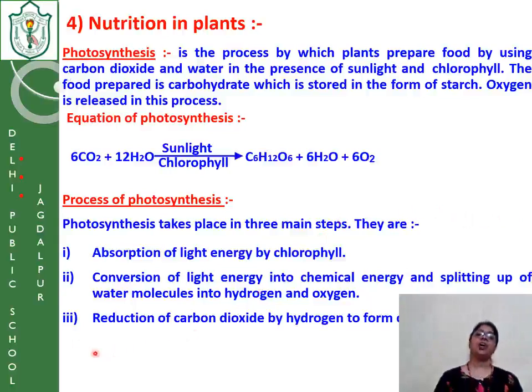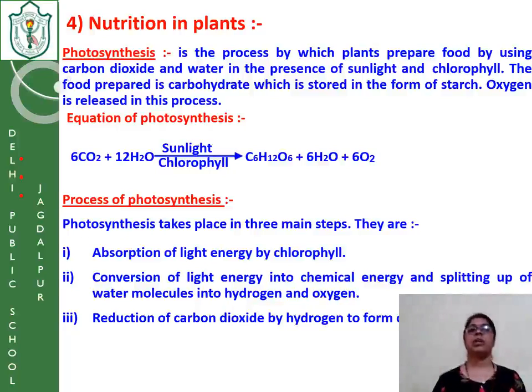Now we will gradually go with the plants and animals. First, we will discuss the life process of nutrition in plants. We had already categorized the plants as autotrophs. Autotrophs are those organisms which prepare their own food with the help of inorganic substances. And that process is called photosynthesis. This you have studied.